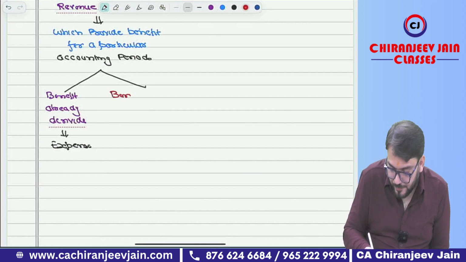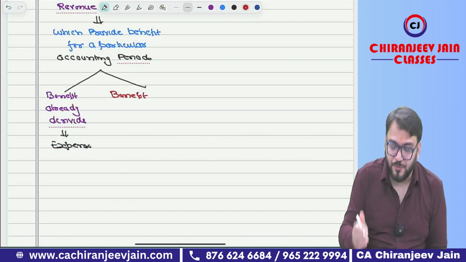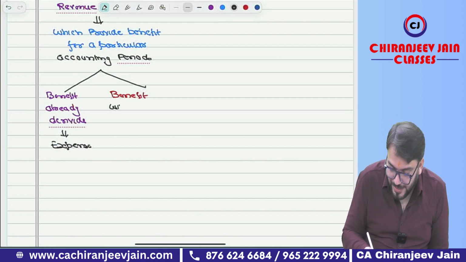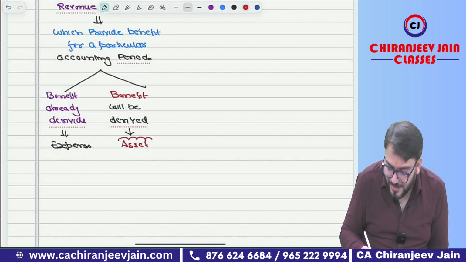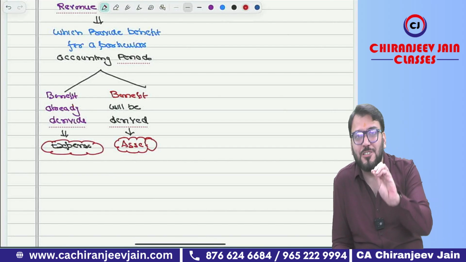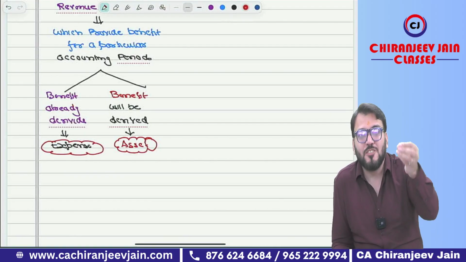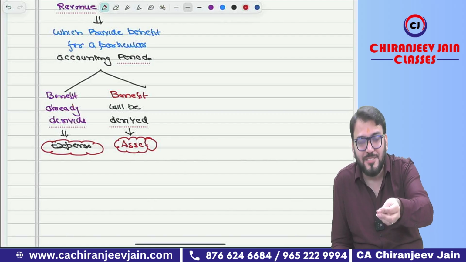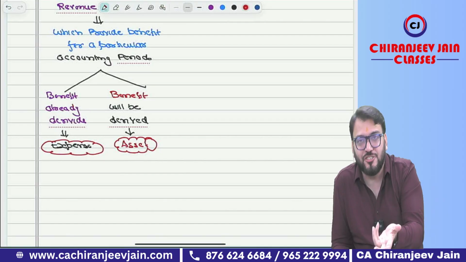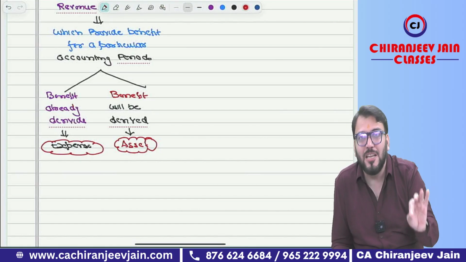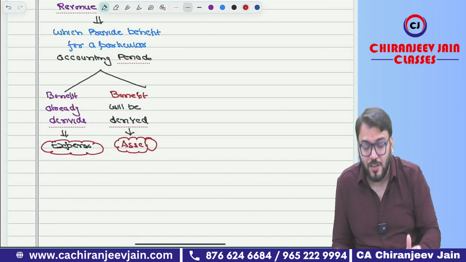And a benefit which will be derived in future, we call it an asset. It is wrong to say that revenue expenditure will always be charged to PL as an expense. Every expenditure will be charged to PL as an expense one day. Even plant and machinery is charged to PL as an expense by way of depreciation. So every expenditure will go to PL one day, once the benefit is derived, as per the matching concept.